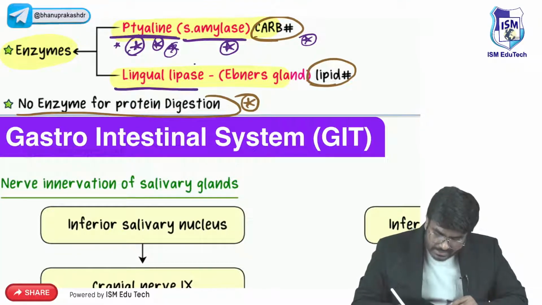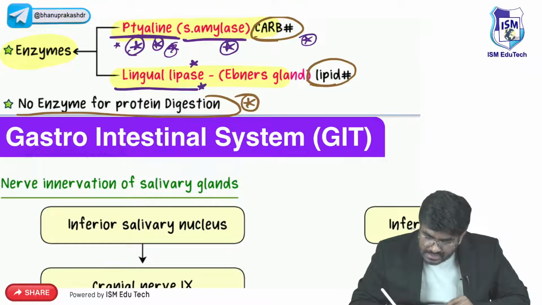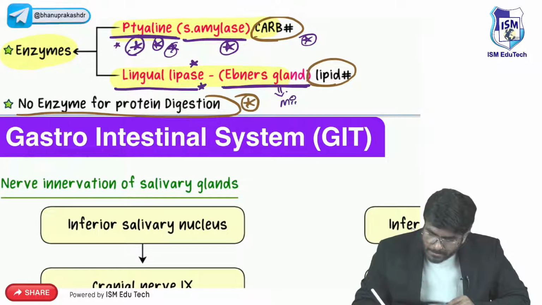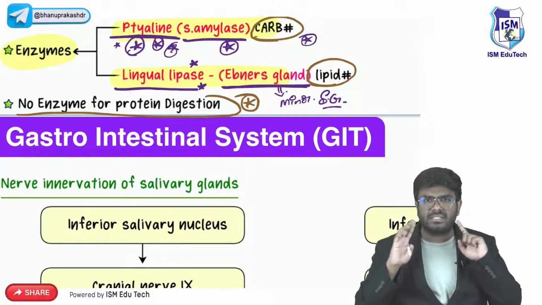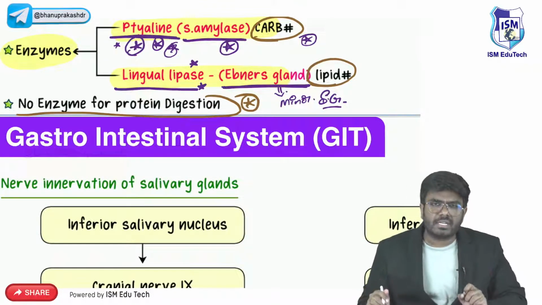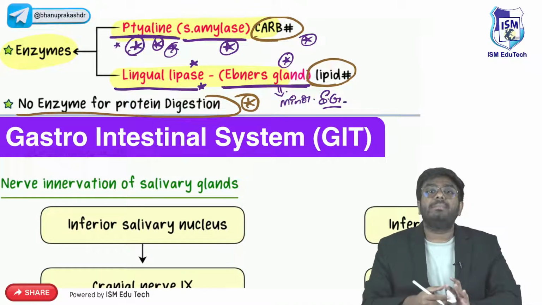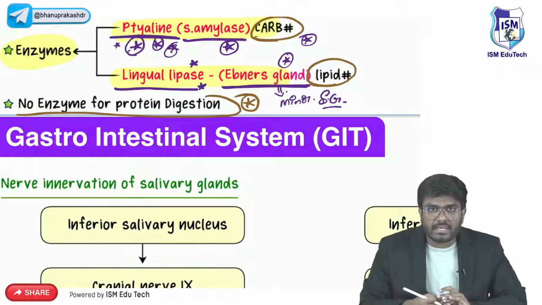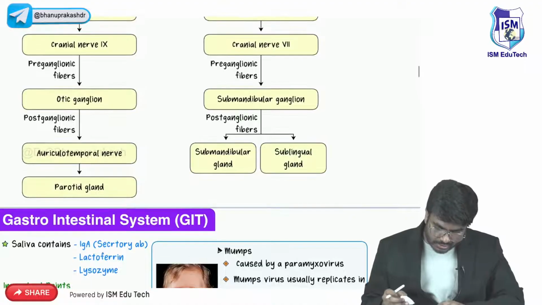Who produces this lingual lipase? There is a gland called Ebner's gland. Now you will get it, sir. What are these Ebner's glands? These are minor salivary glands, not the major salivary glands like parotid, submandibular, sublingual. These are the major ones, right? So small salivary glands also exist, which are called minor salivary glands or Ebner's glands. This Ebner's gland produces the lingual lipase, which helps in the digestion of lipids. Completed. Next, what else should you know?